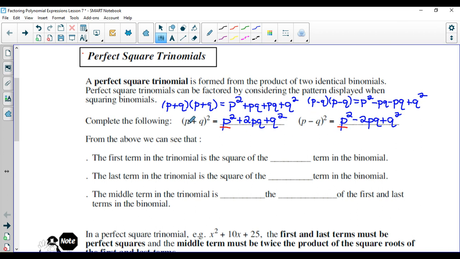So how do I get that? You take the first term in the binomial and you square it. So the first term in the trinomial is the first term in the binomial squared. The last term in the trinomial, that's the q squared, would just be the square of the second term in each of these binomials, or the last term. So q to the power of 2 would give you q squared, the last term there.